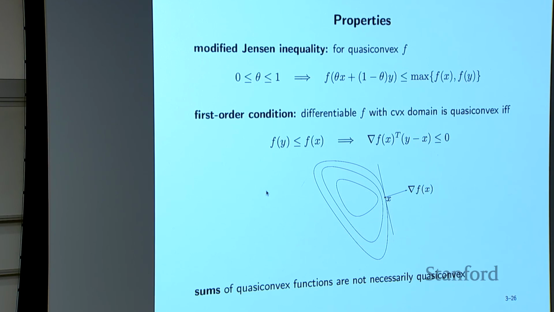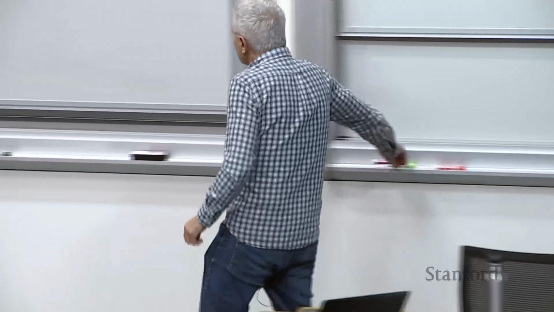So I'll just say a few more things, and then we'll continue next time. So for quasi-convex functions, you have a modified Jensen inequality. It's actually quite interesting. Jensen's inequality says that f of a mixture is less than the mixture of f's. That's Jensen's inequality for a convex function. For quasi-convex, this gets replaced with the max. And the picture is, I don't have a picture there. I should. I don't know why I don't. Okay, so here's what it looks like.